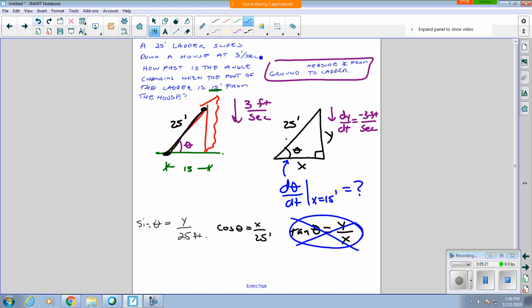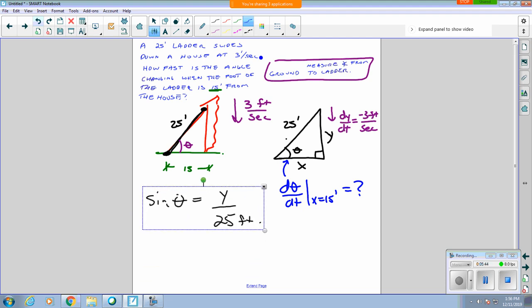And then the next thing is I see that I know dy/dt, and I won't have to calculate dx/dt, so I'm going to get rid of this one. And I see that the relationship I want to use in this case is sine theta equals y over 25 feet. All right? And I'll actually save some space on this. I'll actually erase these.